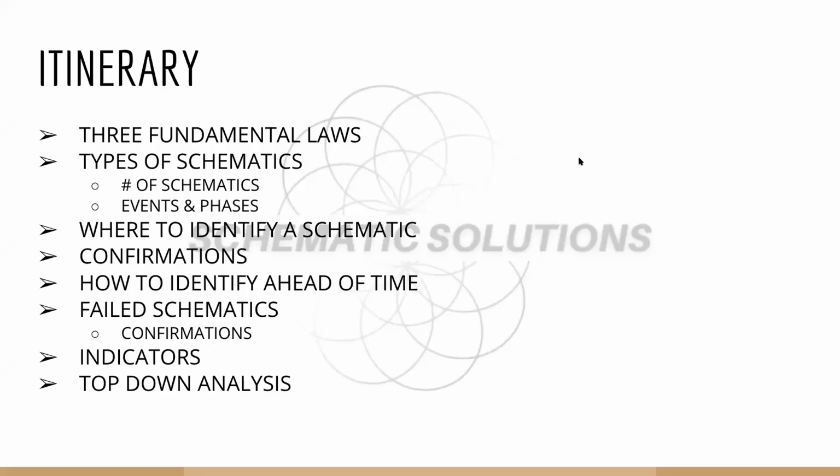So our itinerary for today, ultimately, we're going to be going over the three fundamental laws. We're going to cover all the types of schematics, and then we're going to go over the three types of schematics that we actually focus on. We're going to go over the number of schematics, the actual events and phases. We're going to go over where to actually identify these schematics and our confirmations for them.